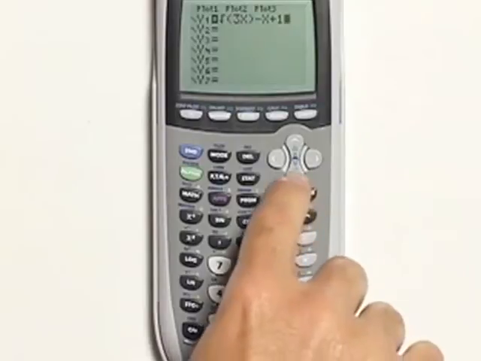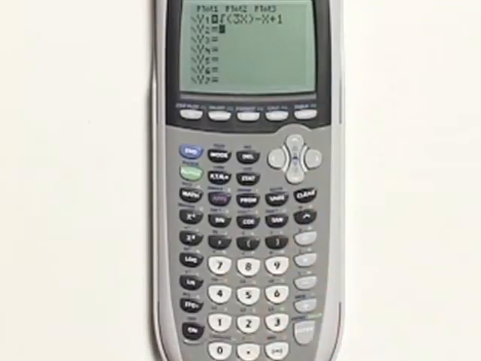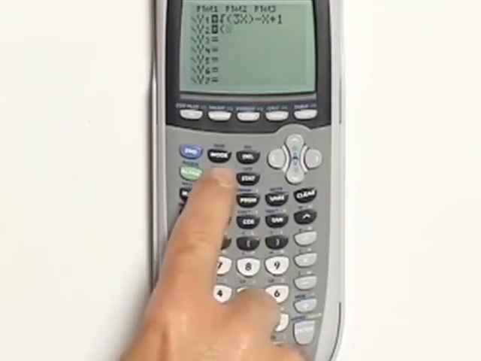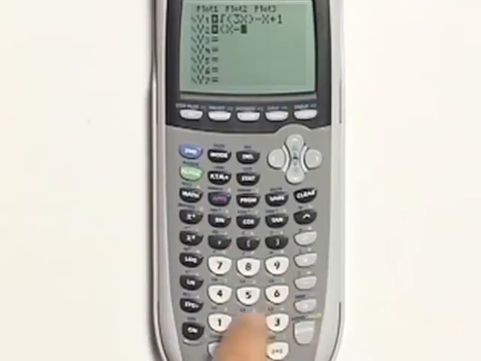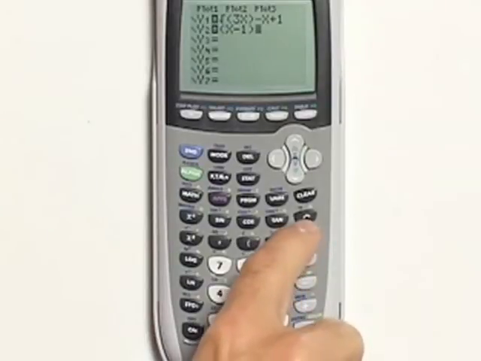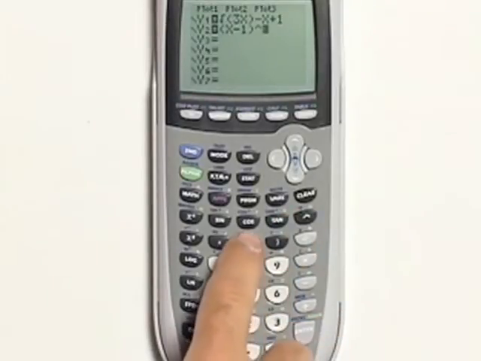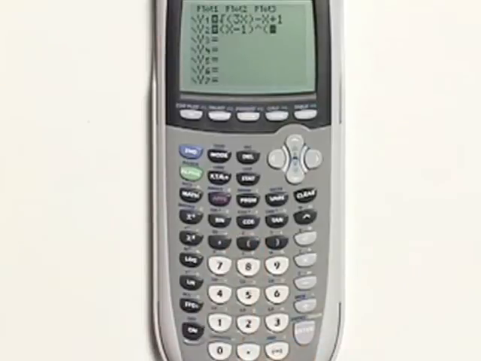To move down to y sub 2, we hit the down arrow key, and now we enter the expression x minus 1 in parentheses. So press the open parenthesis key, the x variable key, we subtract 1 and close the parenthesis key. We're going to raise that, so we use the caret or the exponent key. And now I want to enter 1/3, which I'm going to put in parentheses. So press the open parenthesis key, 1 divided by 3, close the parenthesis key.